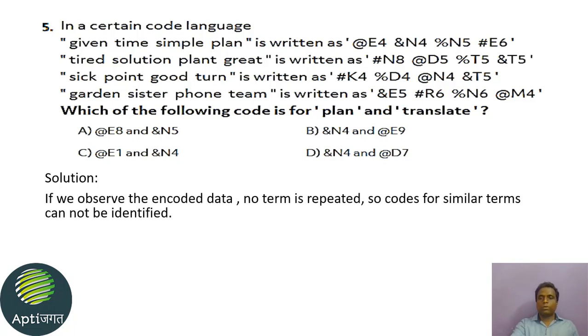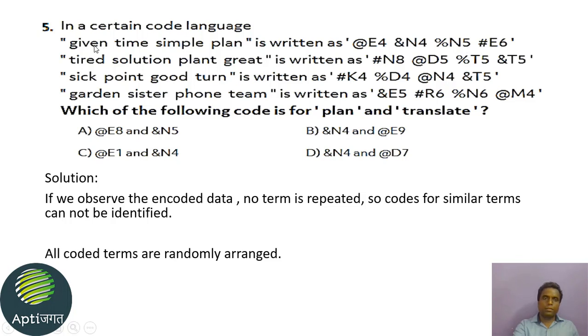No term is repeated, so codes for similar terms cannot be identified. Also, the codes are randomly arranged. Means in this code language, the code for "given" need not be at the rate E4; it can be percentage N5 also. So there is a random arrangement of code words, meaning one-to-one arrangement of code words hasn't been done. So we will see a different technique.